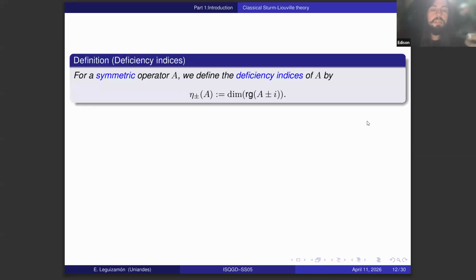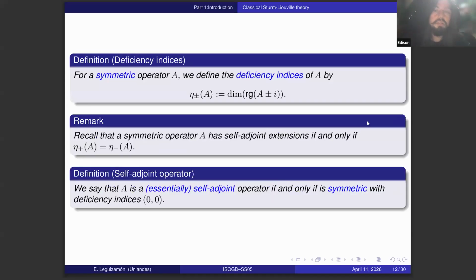So just recall that for a symmetric operator, we have the deficiency indices, this dimension. Of course, recall that if we have a symmetric operator, it has self-adjoint extensions if and only if the deficiency indices are equal. And especially if we have deficiency indices (0, 0), the operator is essentially self-adjoint.